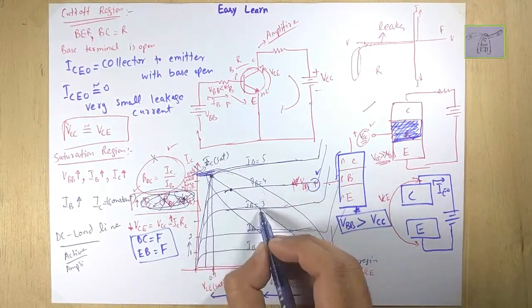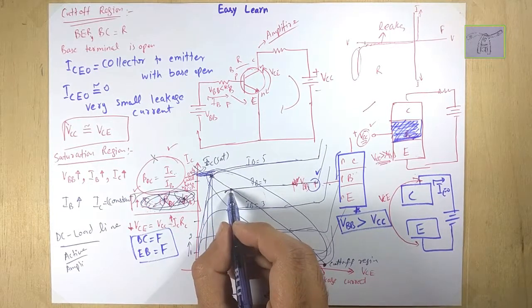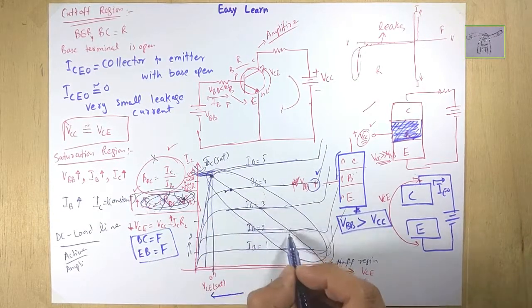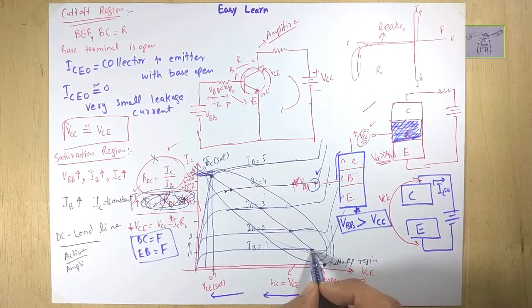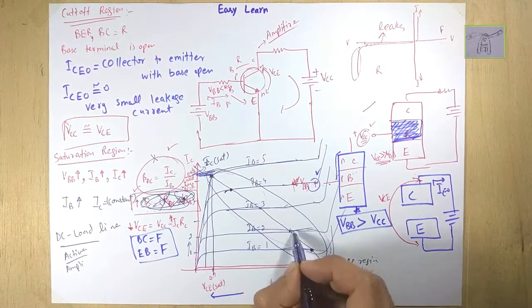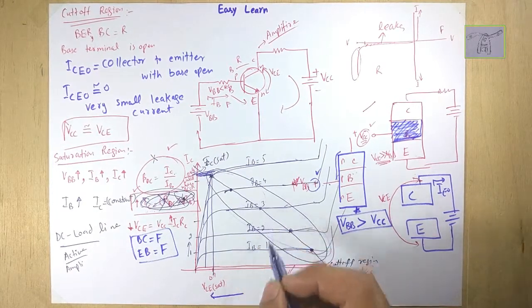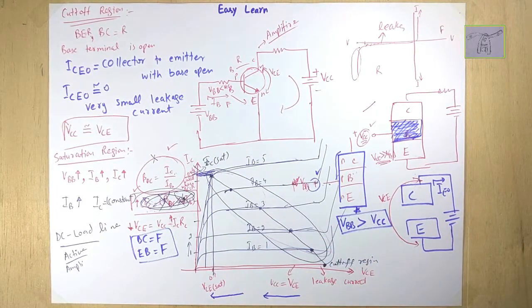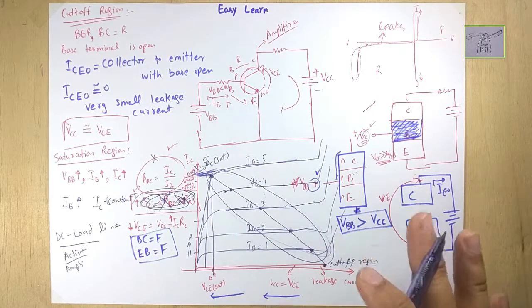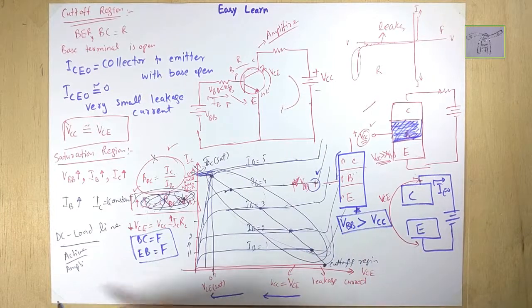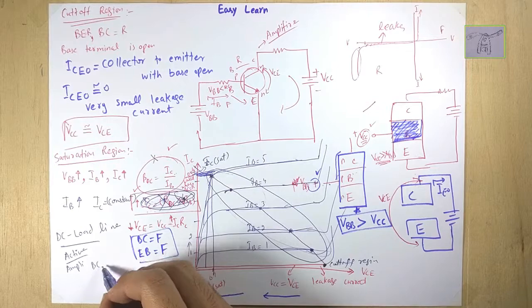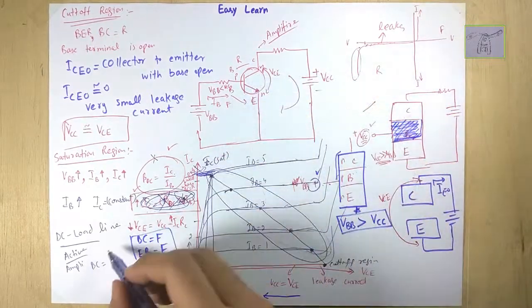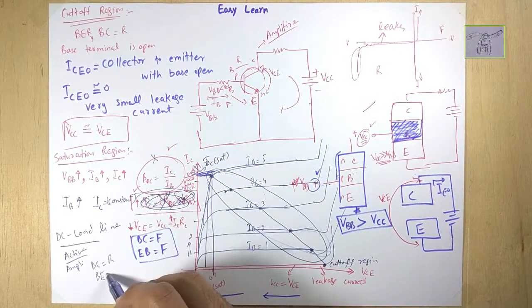And when this DC load line touches these curves and meets them at these points, these points are called Q points. We will discuss this in detail later, in another series, not this one. Right now I want to say another thing. In the active region, the base-collector junction is in reverse bias, and the base-emitter junction is forward biased.